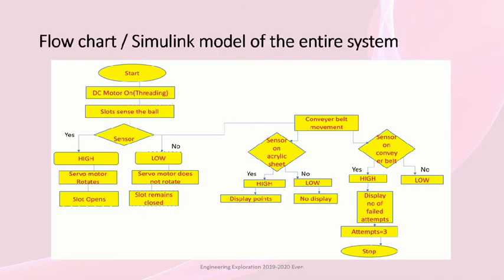Let me move to the flow chart. As soon as the process starts, the DC motor is turned on and it is continuously working. It is meant for the restoring of ball through threading. And on the slot, as soon as the ball touches the slot, the sensor present on the slot will sense it, and servo motor rotates, slot opens. When the sensor gives low input, servo motor does not rotate and slot remains closed. Similar thing happens with the conveyor belt movement.